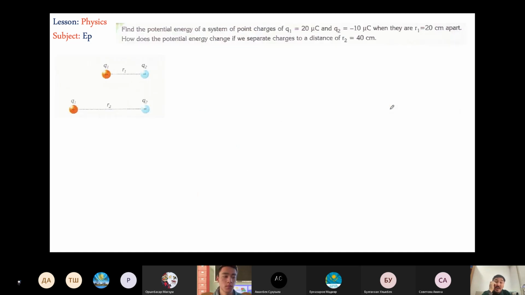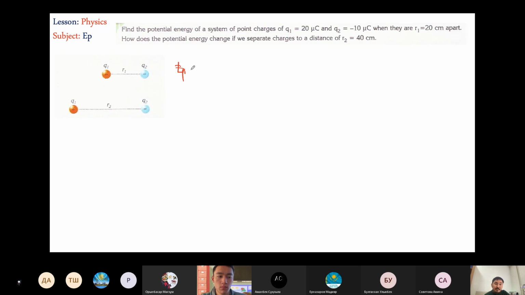Find the potential energy of a system of charges Q1 and Q2. Q1 is 20 microcoulombs and Q2 is minus 10 microcoulombs, when they are at a distance of R1, 20 centimeters apart. How does the potential energy change if we separate the charges to a distance of R2, 40 centimeters? We need to find the potential energy.